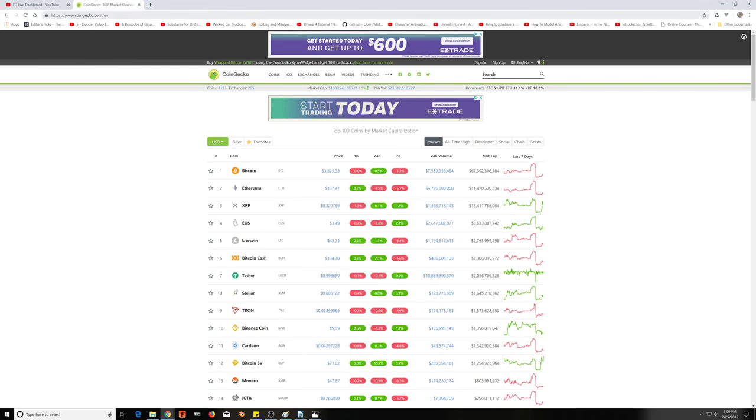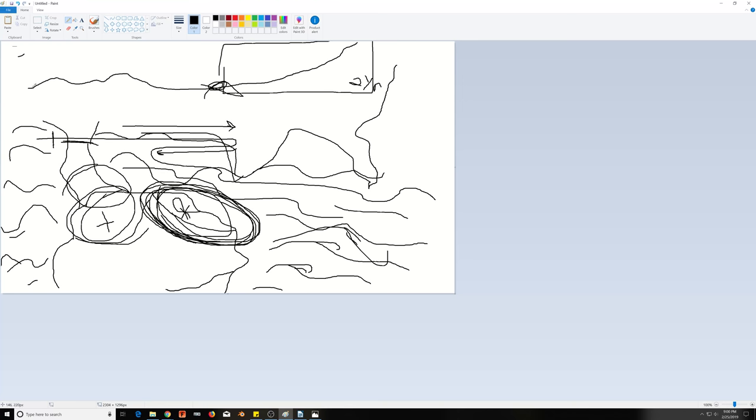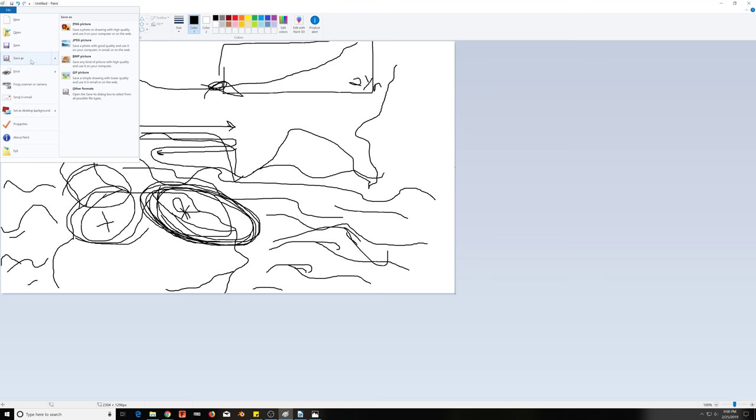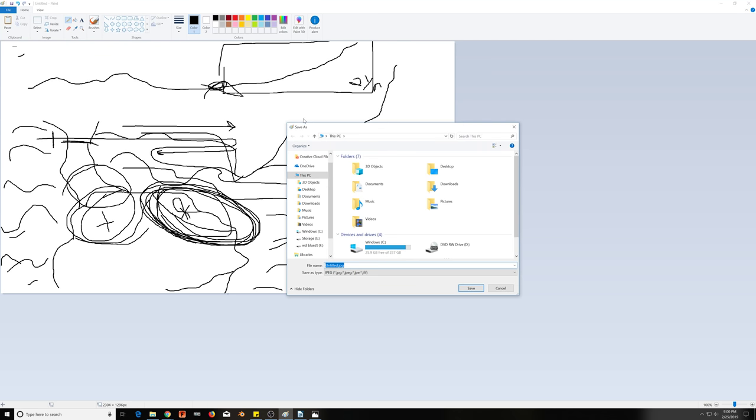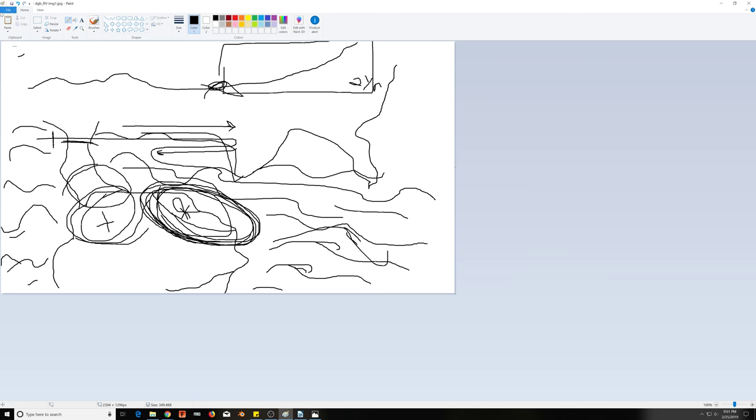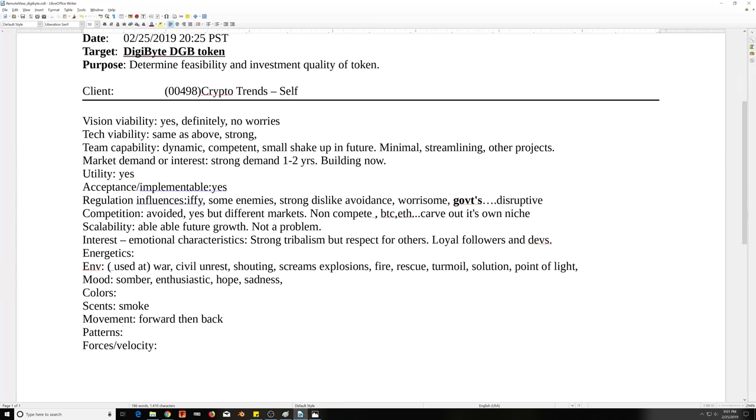Okay. Let's see. Where's paint? There's paint. Okay. I'm going to save that file. Save as JPEG. I'm going to call it DGB RV image. For, yeah, image one. That'll work. I'll just save it on my desktop. I'll do file new. It's the easiest way to clear. Patterns.